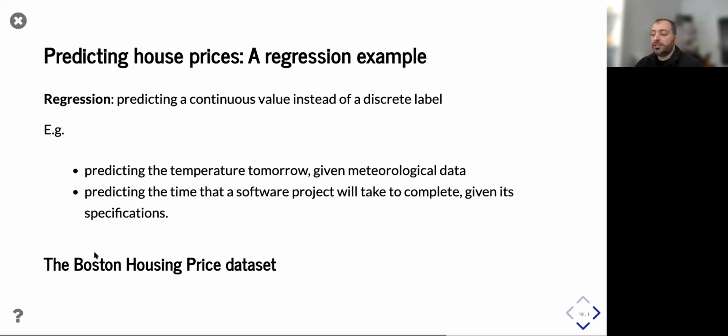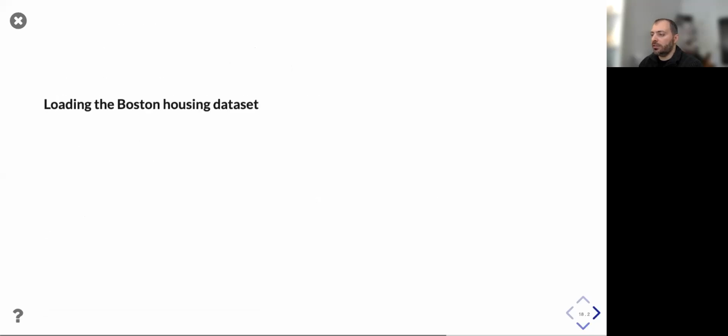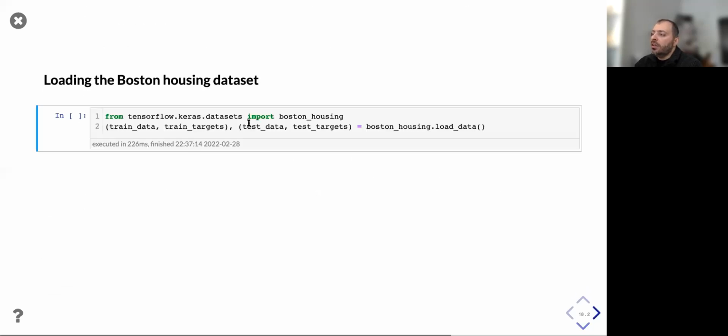Okay, so let's start by loading the Boston housing price dataset. Again, it comes with Keras, so boston_housing.load_data, we don't have to define anything here. We take the train data, train targets, test data, and test targets. Now let's see what they look like.